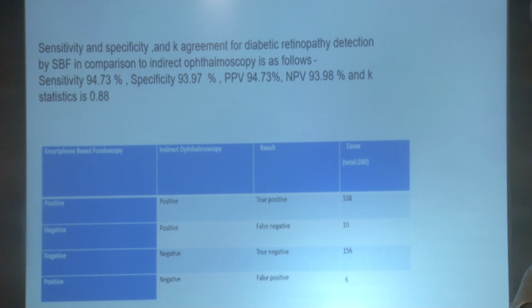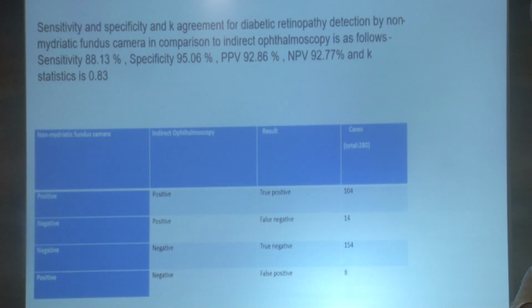So this is the table showing sensitivity, specificity, positive and negative predictive value. Kappa agreement for the detection by smartphone-based fundoscopy was found to be 0.88, and in case of non-mydriatic fundus camera it was found to be 0.83, which is excellent kappa agreement.